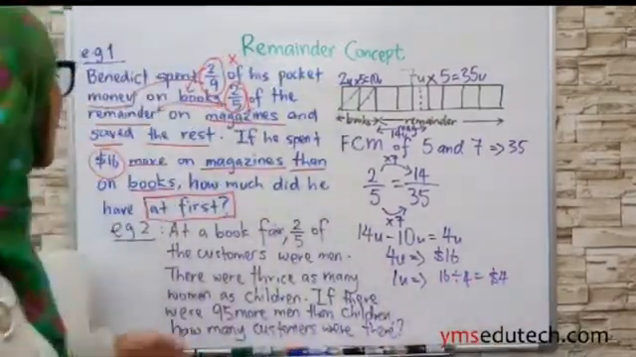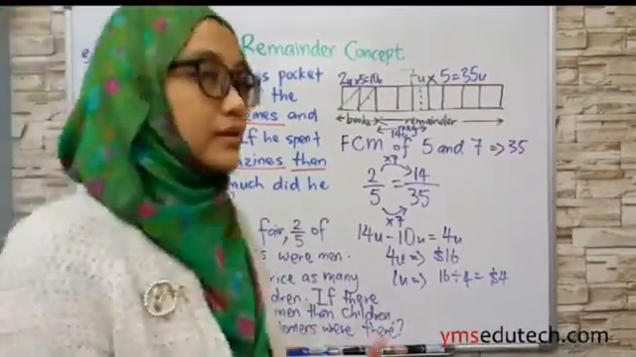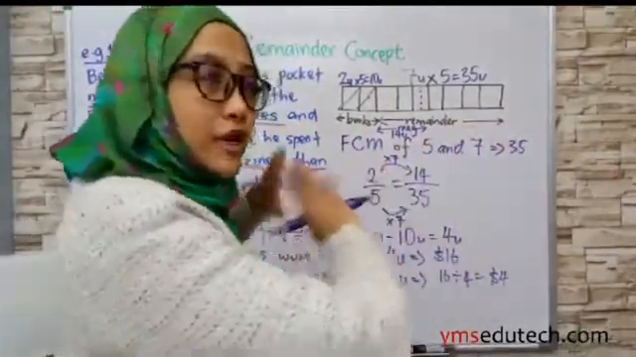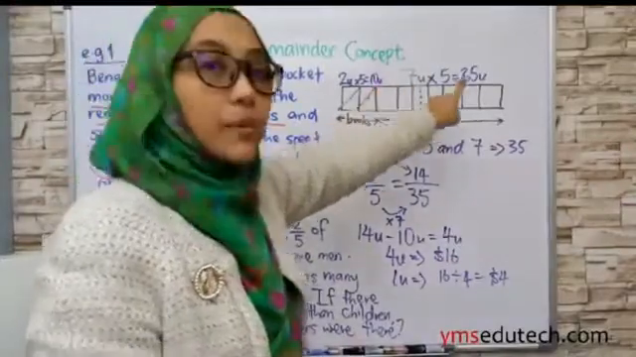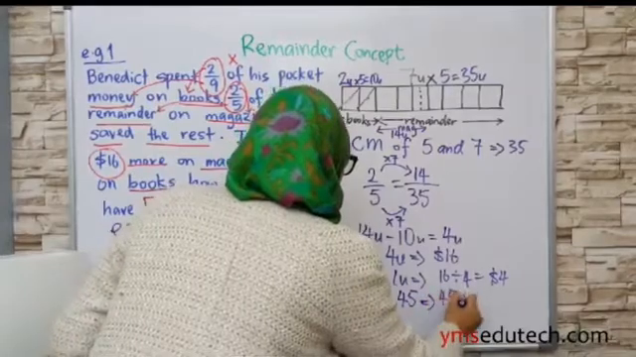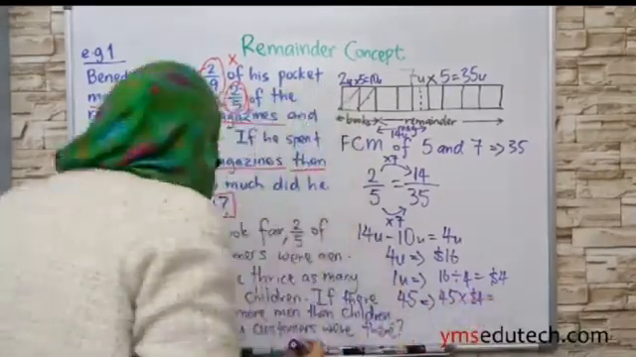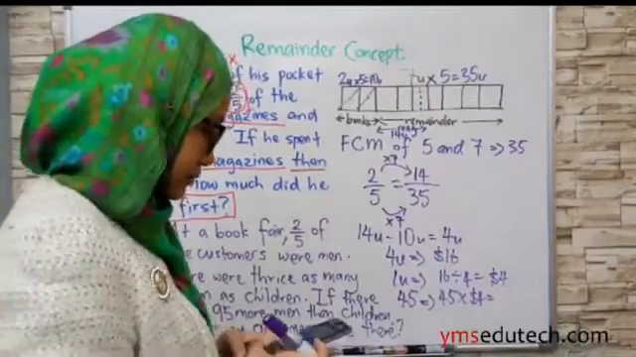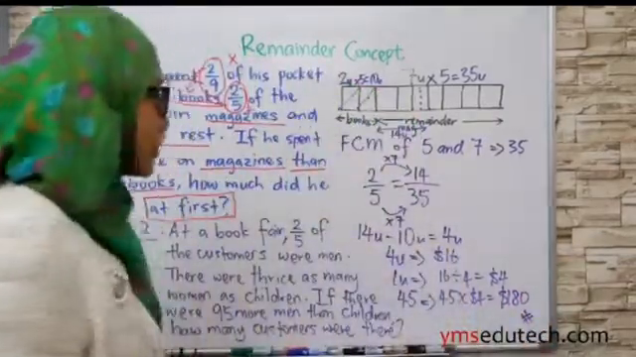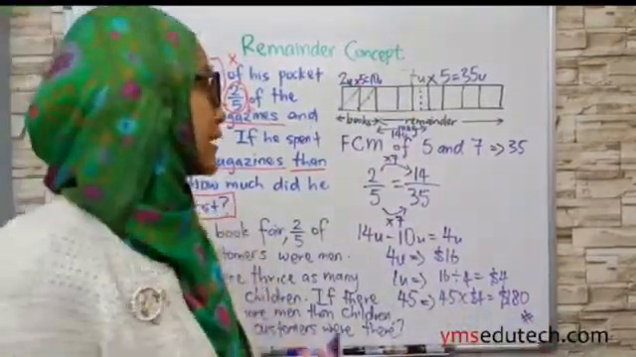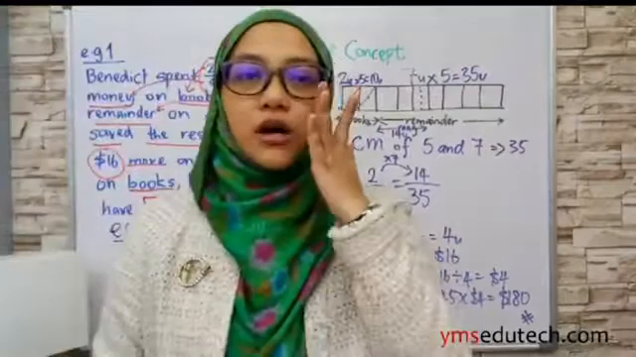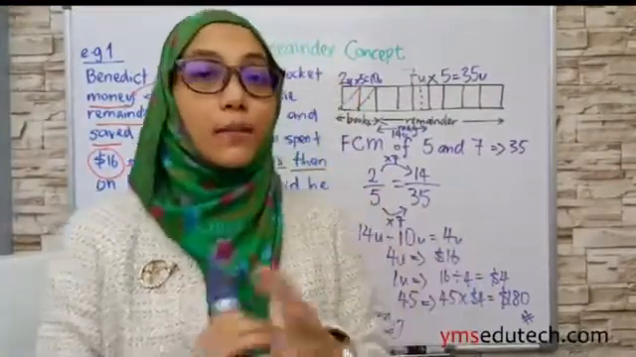So what does the question want? How much did he have at first? Okay, so how much did he have at first? He does not have 9 units. We have changed everything to 10 plus 35 units. So 45 units. 45 multiplied by $4 makes $180. Alright, so Benedict had $180 at first. Okay, so this is how we solve a remainder concept using model method.